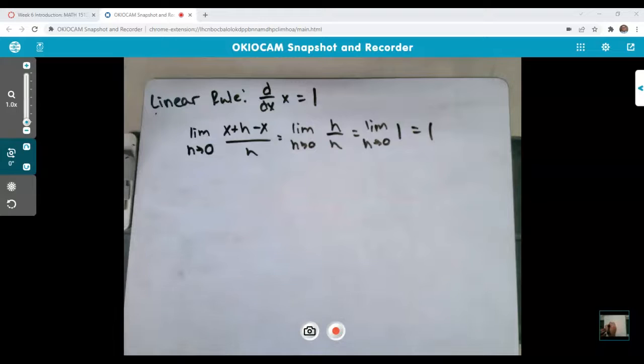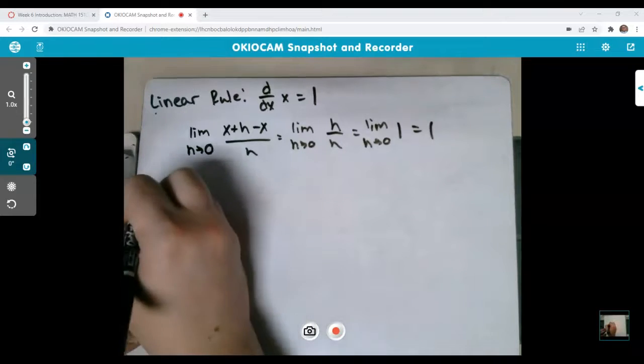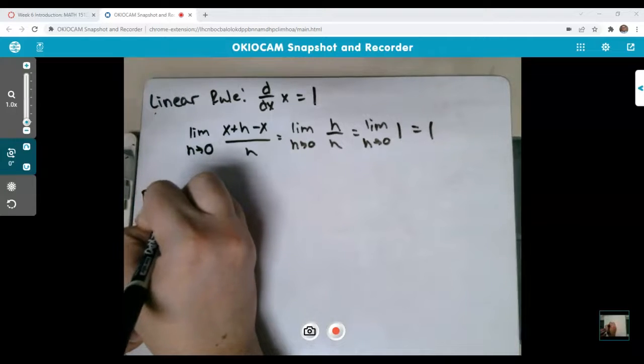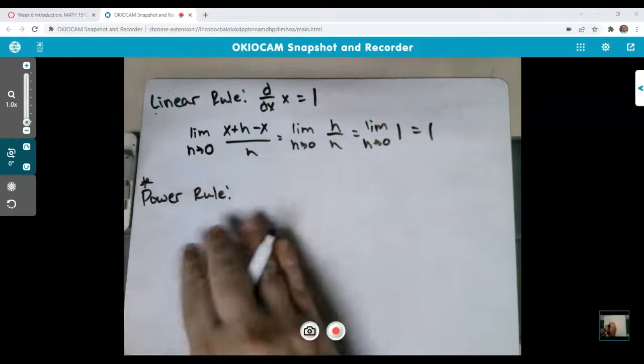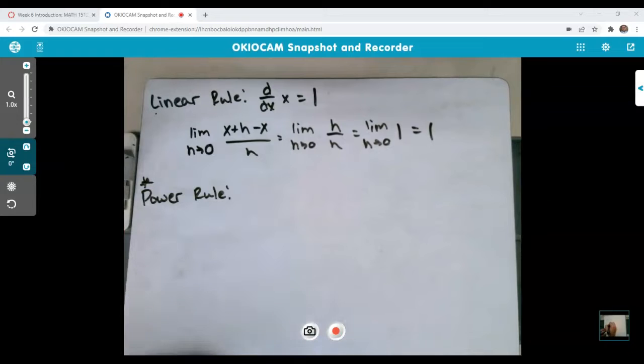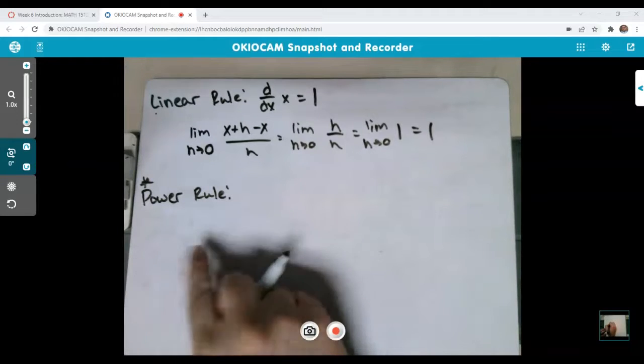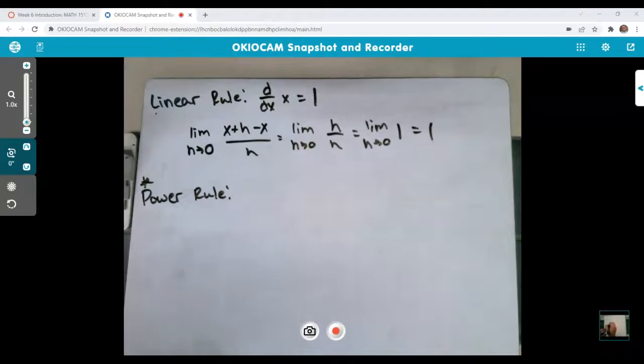This next one is a very important one. We use it all the time. It's used a lot, and it's called the power rule. Put a star by this one. Remember this rule because it is used the most. Again, it's called the power rule.